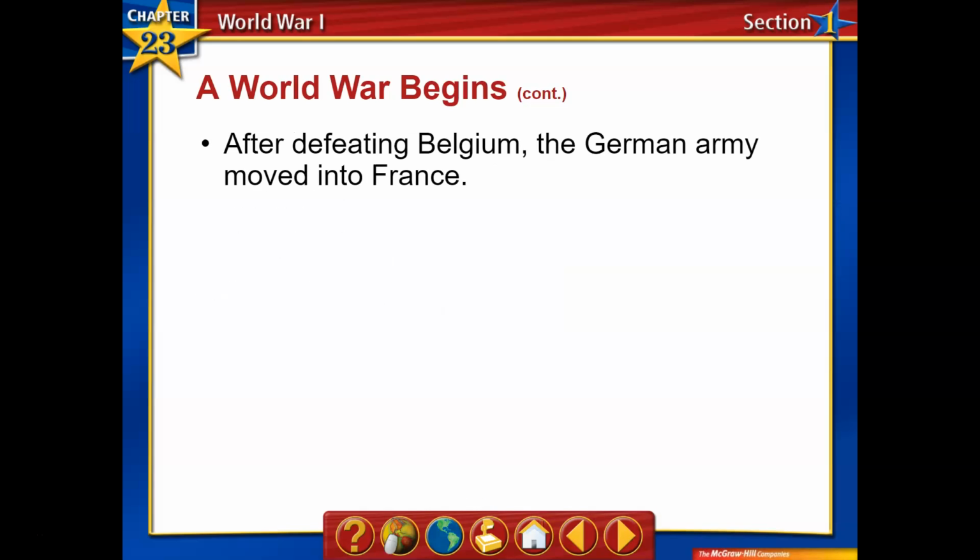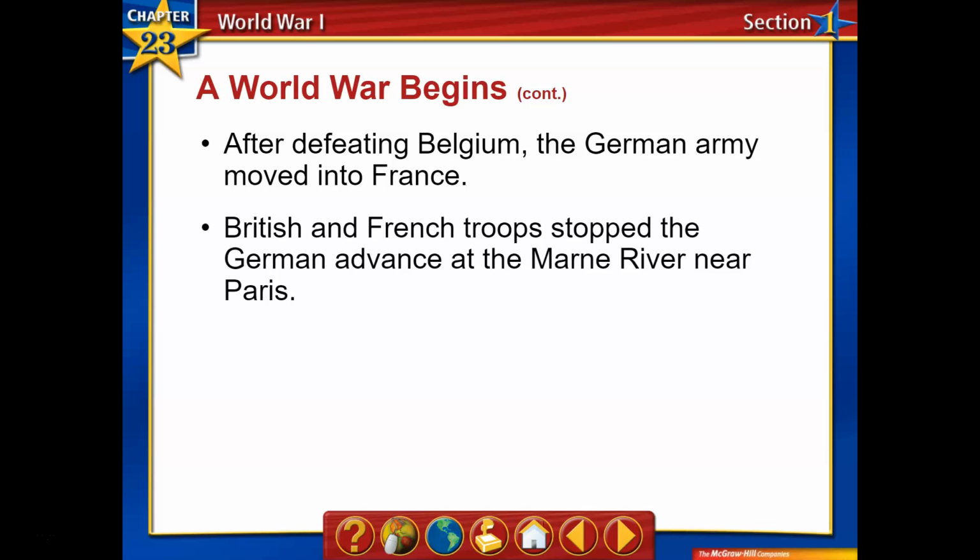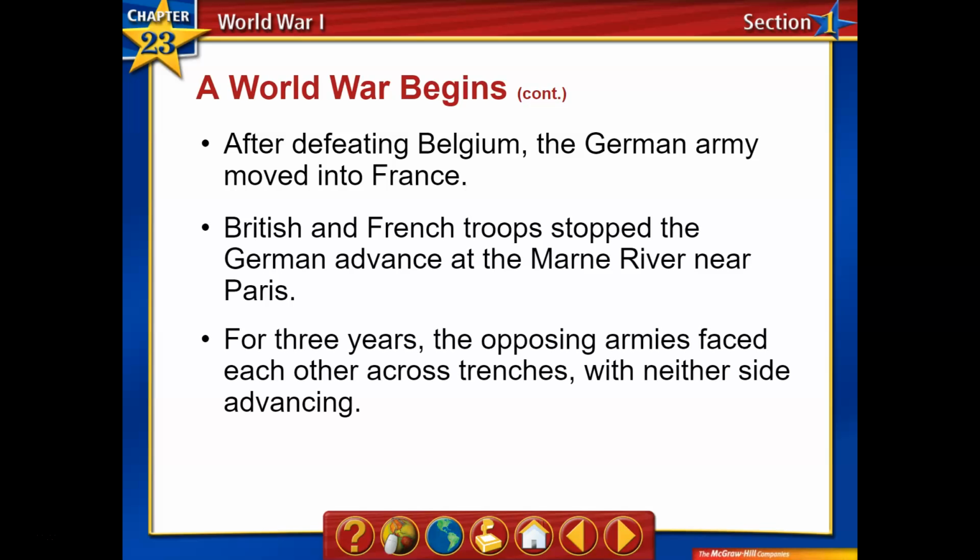So after defeating Belgium, which was caught off guard and doesn't have a large military, Germany then goes to invade France. British and French troops stopped the German advance at the Marne River near Paris, and of course, Paris is going to be a very important part of this war. And so for 3 years, these opposing armies basically faced off against each other in trenches.